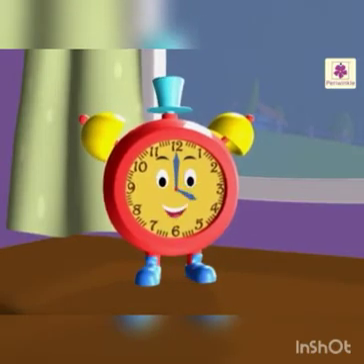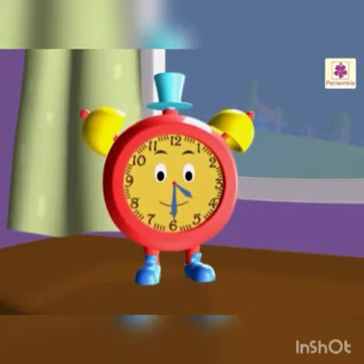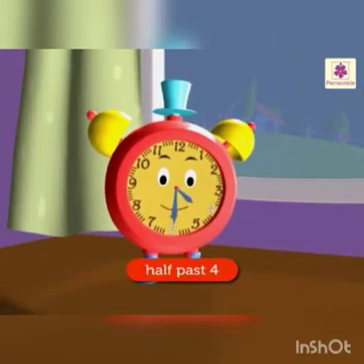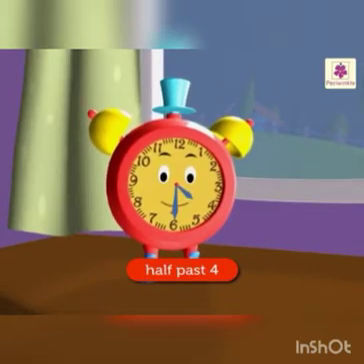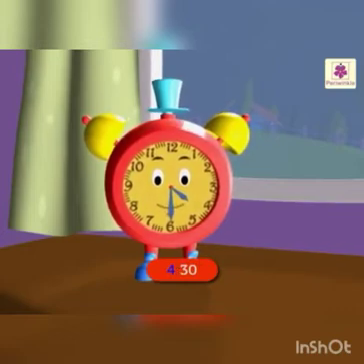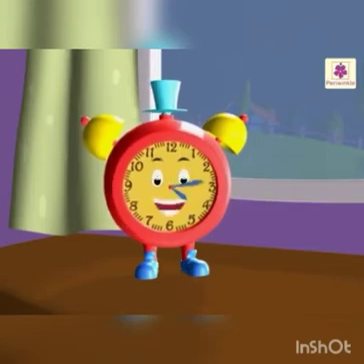Next, here the hours hand is a little past 4. The minutes hand is at 6. So here it is half past 4. We read it as half past 4 and we write it as 4:30.